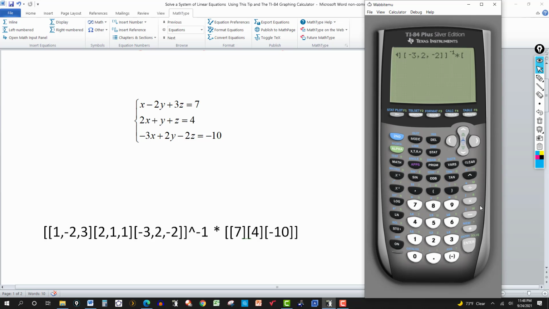Bracket. 7, and then I close the bracket. And then I enter the next one. Bracket. That will be 4. Close the bracket. Okay, start another set of brackets here. Enter the minus 10.